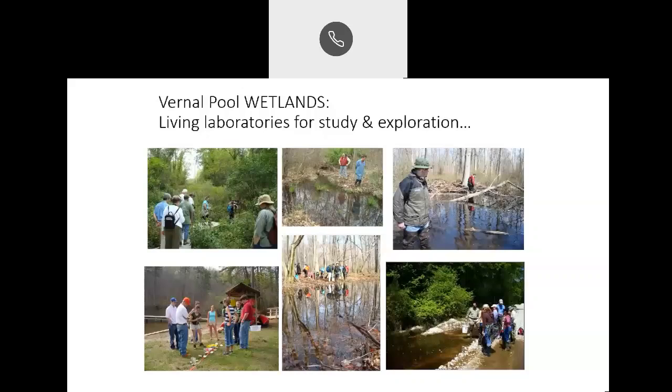So again, wetlands generally are endearing habitats to those of us who are natural history or conservation types. Wetlands are fascinating environments, biologically rich, a lot of fun to explore. And so again, over the years, I have found them to be very interesting living laboratories and a great educational outlet for people interested in conservation biology.